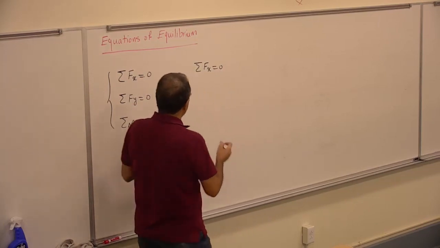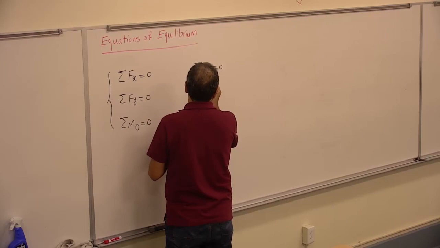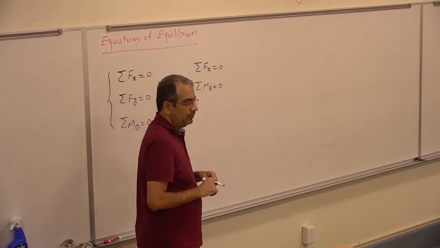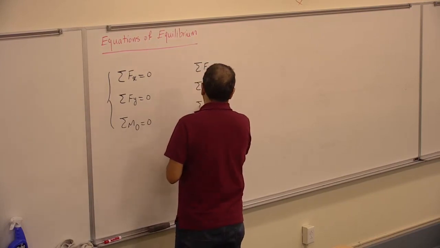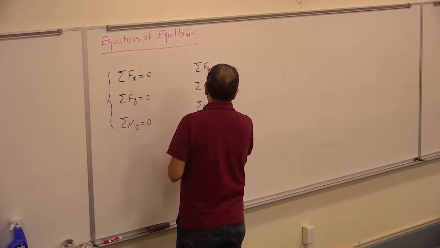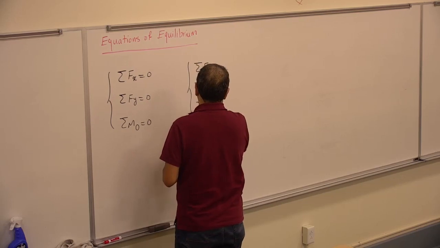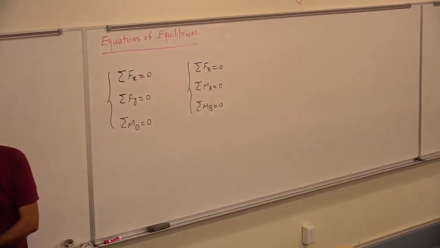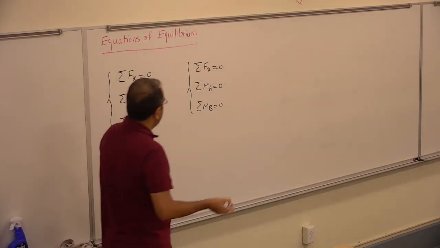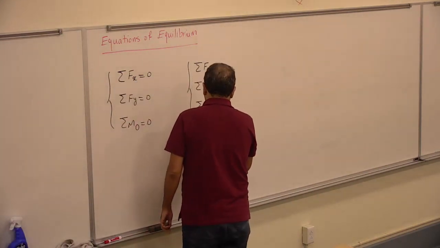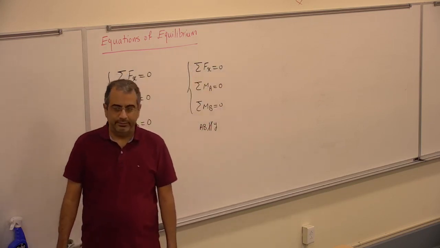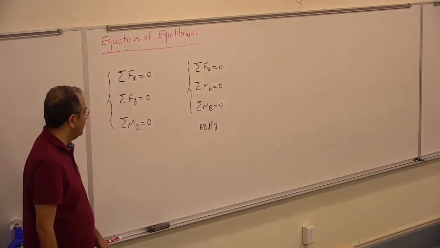And then I will go ahead and say sigma M about point A should be 0, and sigma M about point B should be 0. I can also use those three equations rather than the first two. The only thing is that I have to make sure AB is not parallel with the Y. That's the only condition that I have to make sure of.